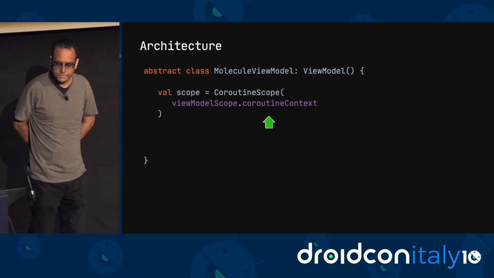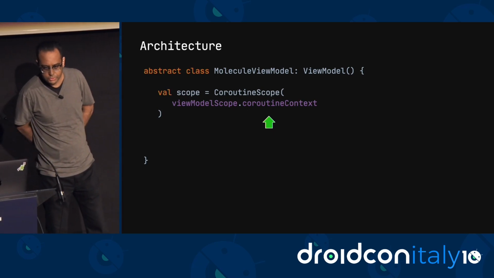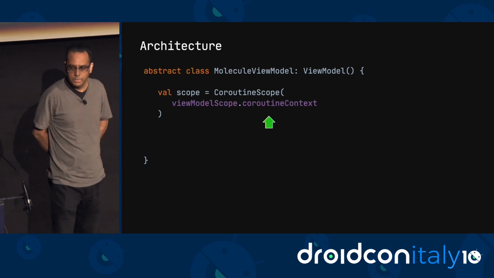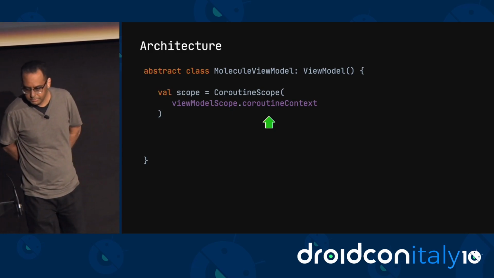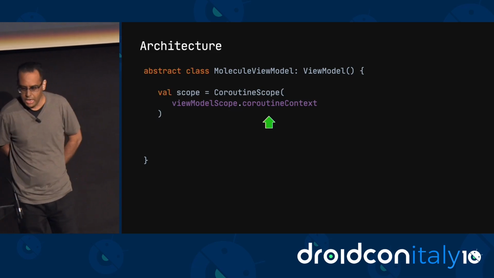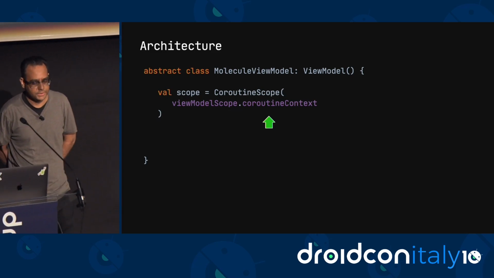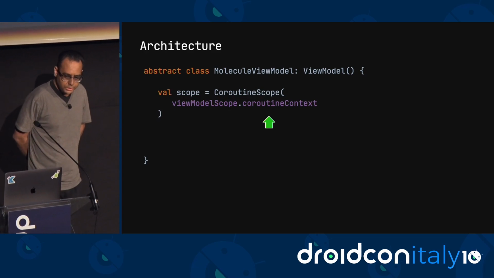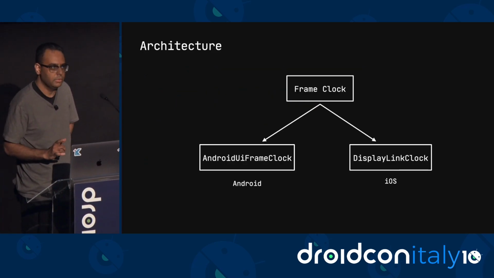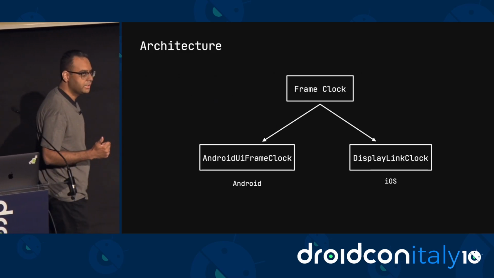So when I create a scope like this, a coroutine like this, it sets up a parent-child relationship between things, because I'm passing in a context. And so I get structured concurrency. And the other thing that I need to specify when I set up the scope is what frame clock I am going to use.